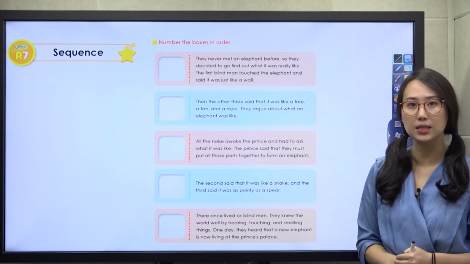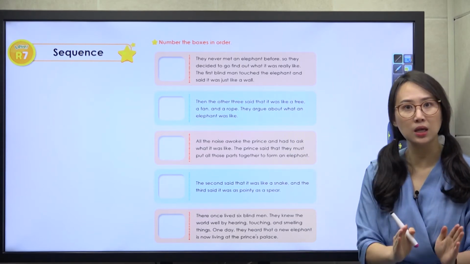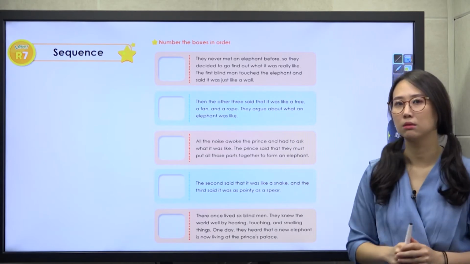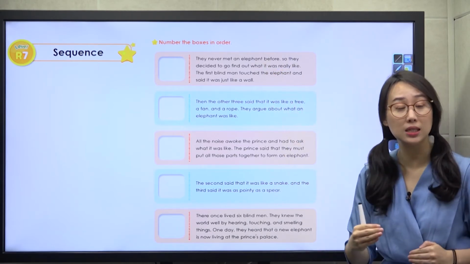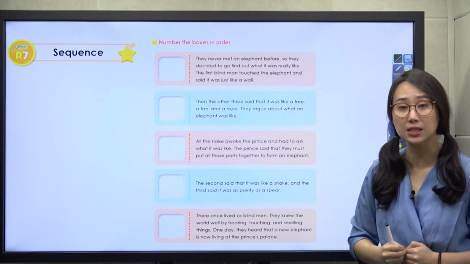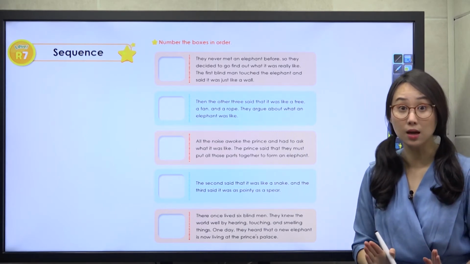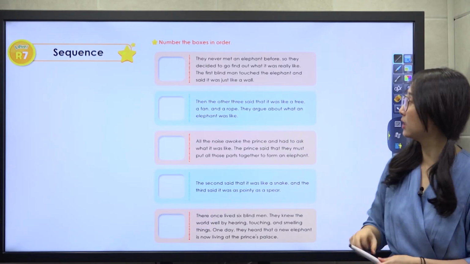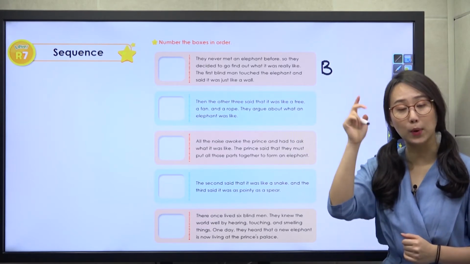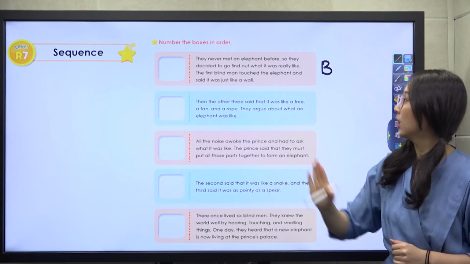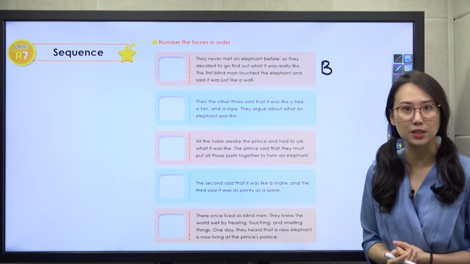All right, kids, is this in the beginning, middle, or end? Yes, they never met an elephant. They wanted to see it, so it's probably in the beginning, right? So let's go ahead and write B here, just to remember it's in the beginning. All right, let's keep reading the next box.